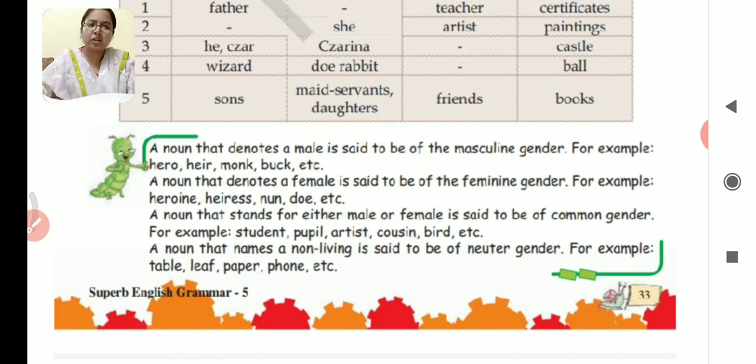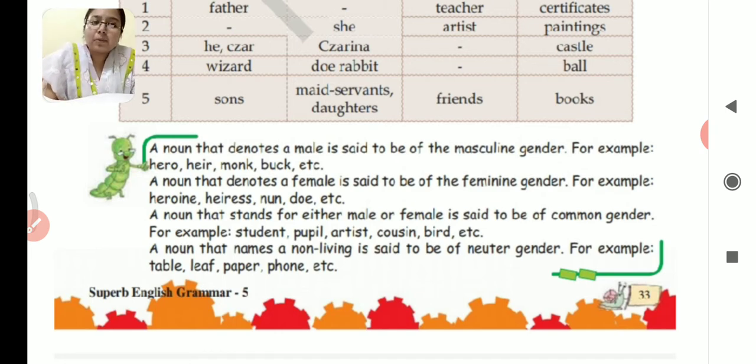Let's come to masculine gender. A noun that denotes a male is said to be of masculine gender. When we are talking about boys, males, men, or any male animal, then masculine gender is used. For example, hero, monk, buck, etc.